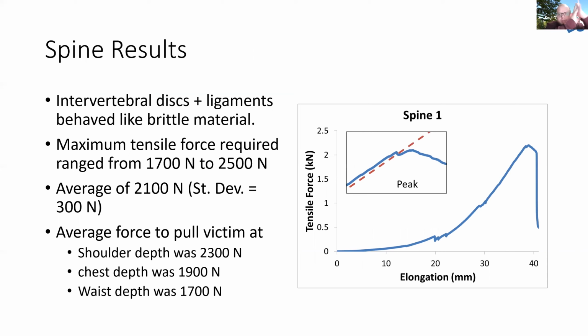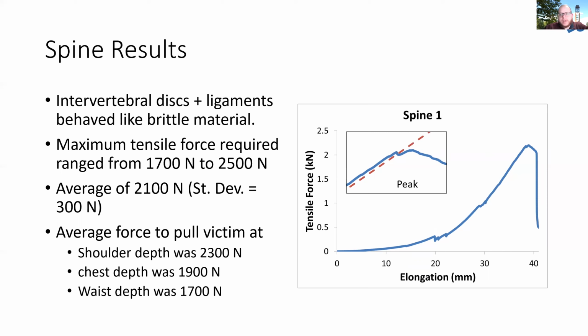In terms of pulling the spine, when we pulled the spine, we heard a crack, or basically the cartilage broke, somewhere between 1,700 and 2,500 newtons, which you can compare with our earlier studies. The average force to pull a victim if they were entrapped at shoulder depth was 2,300 and at chest depth was 1,900, which tells us not to try to extricate somebody by pulling them out, because that force is similar to the force that breaks apart the spine.